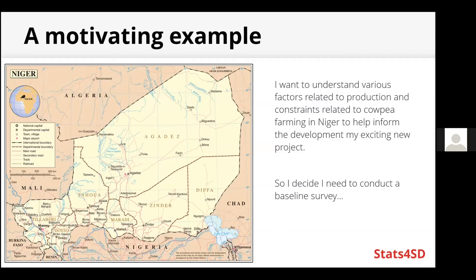And I want to understand the various factors relating to cowpea farming and the different constraints farmers might have, because I want to get some good, useful information to inform the development of my project and to also use as a baseline so I can track results later on to see if we've seen any improvements. So then my question is, okay, how am I going to find the farmers that I am going to interview for my survey? So I'm going to give you two very different examples, which may be two of the most common approaches that I tend to see coming from the CCRP projects.